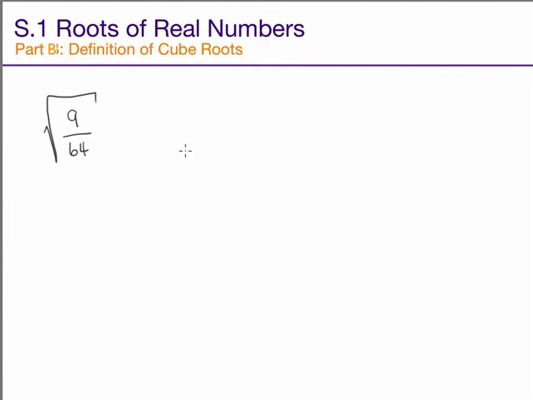Remember when we did this problem? This is the square root because there's no index here. The square root of 9 over 64 can be thought of as the square root of the fraction 3/8 squared, because 3 squared is 9 and 8 squared is 64, and then I'm squaring and unsquaring, so my answer is 3 over 8.